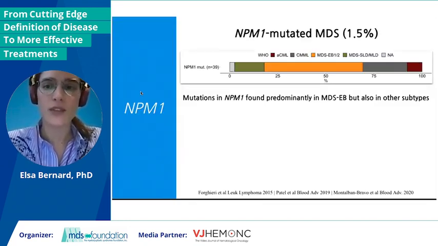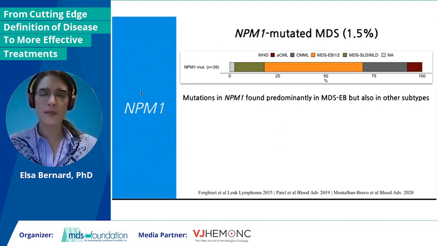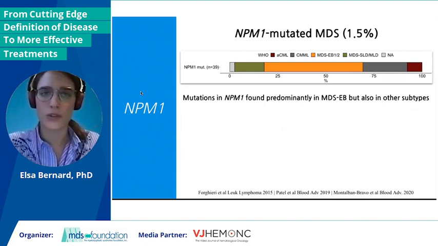So the next vignette I would like to discuss is NPM1 mutated MDS. Mutations in NPM1 are rare in MDS, but still observed in 1% to 2% of patients.